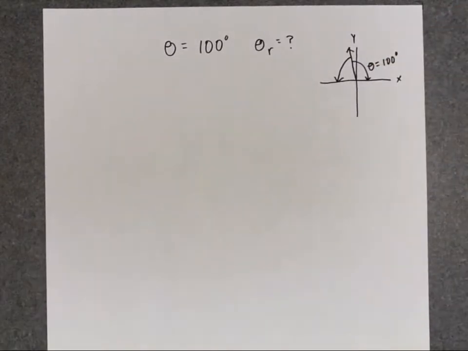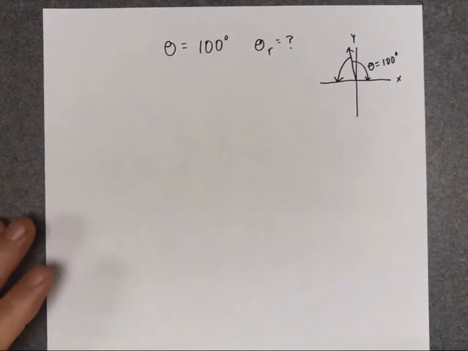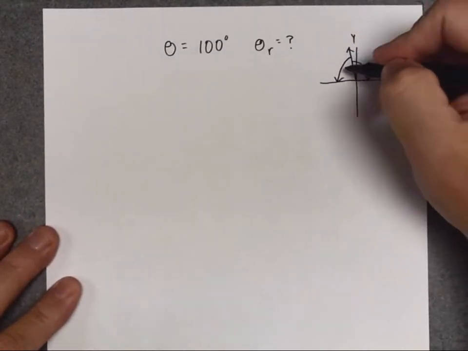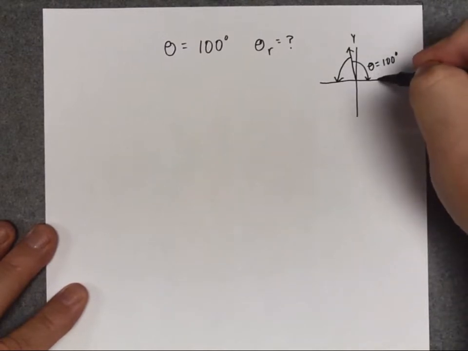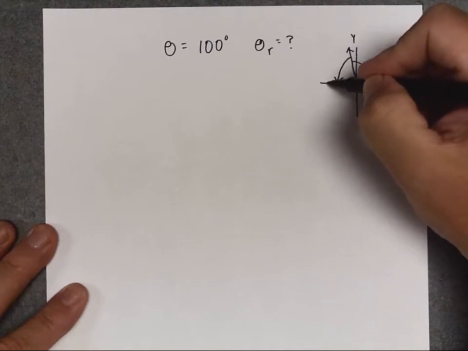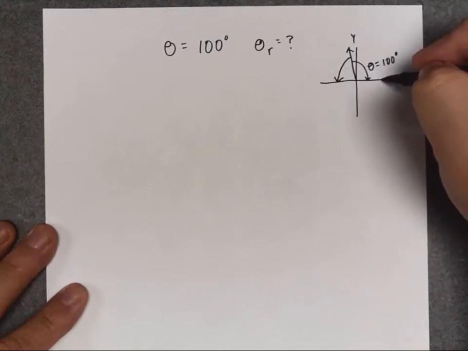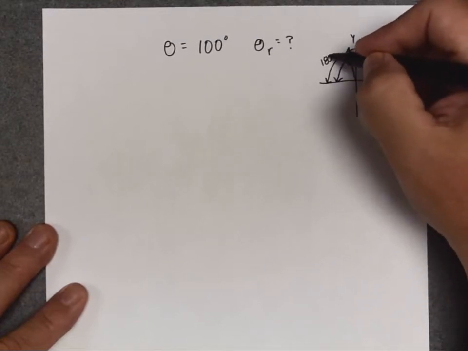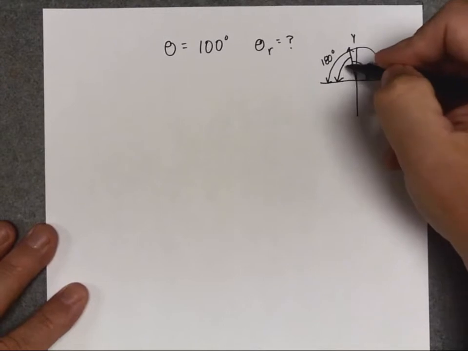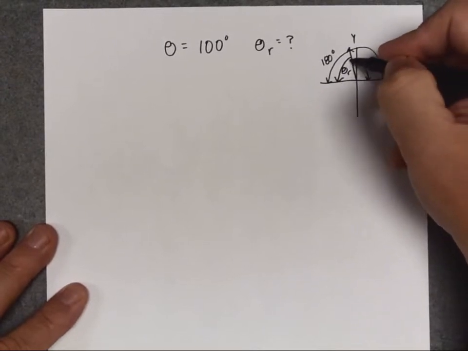Now some of you, just in your head, you might know what the reference angle is. But let's do it mathematically. If I know the total distance, if I start at my positive x-axis and go all the way to the other side, how many degrees is that? 180 degrees. So if I know from here to here, it's 180 degrees, and this is my reference angle.